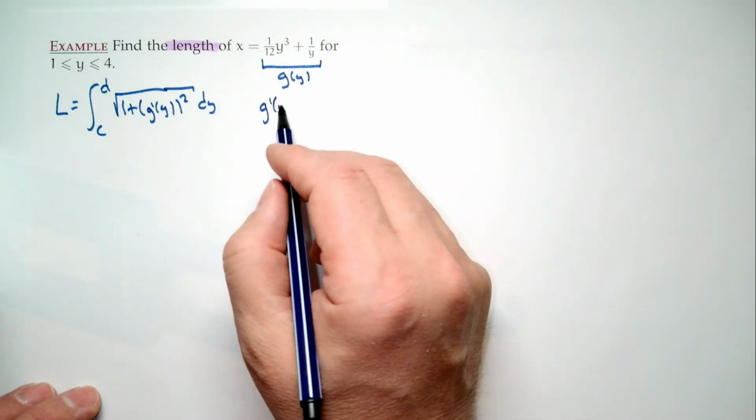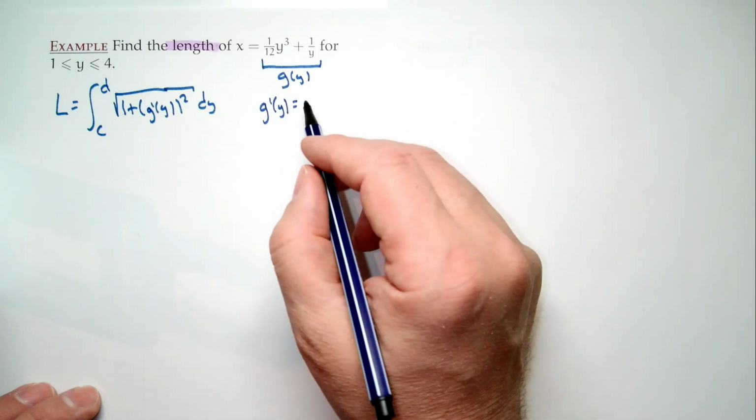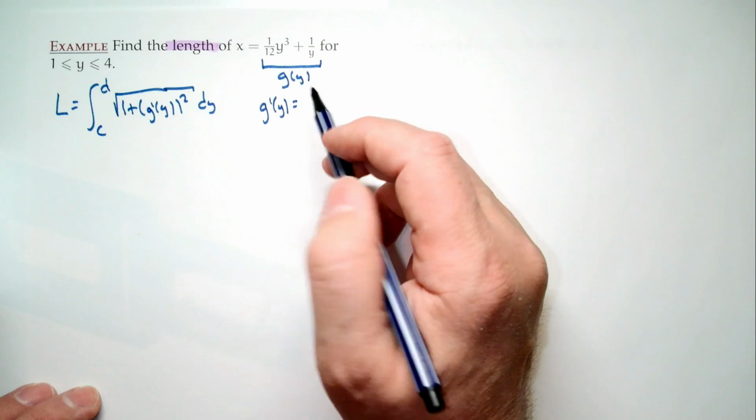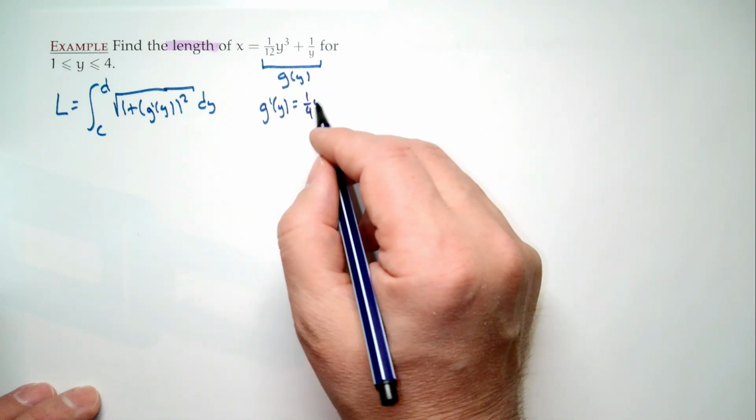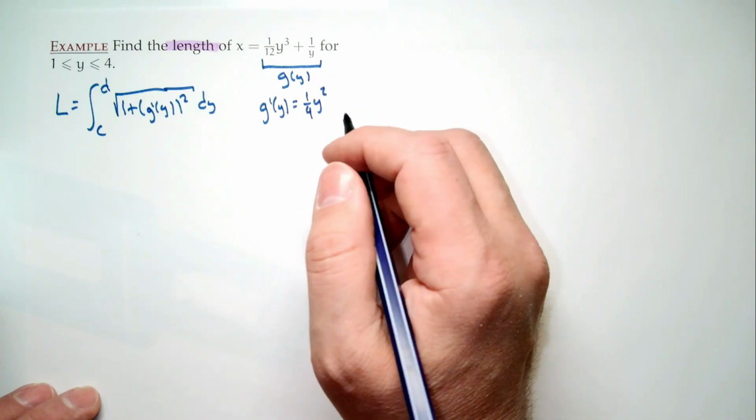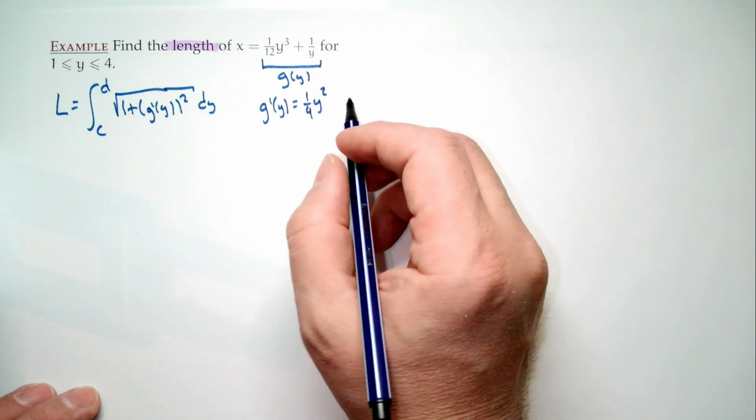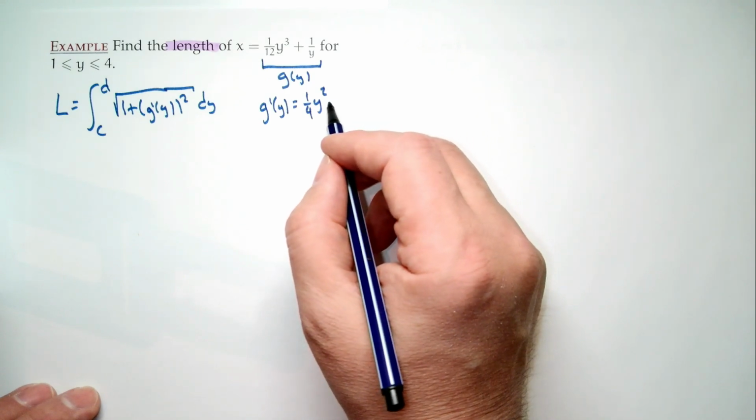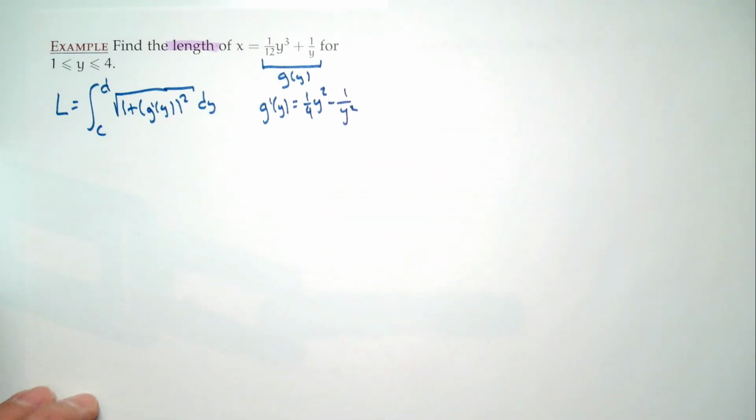What is g prime of y? One-fourth y squared. And the derivative of 1 over y? Negative 1 over y squared. Because 1 over y can be thought of as y to the power negative 1. So that's how we can think of 1 over something as something to the negative 1 power. The negative 1 comes down, subtract 1 from the exponent. Now it's to the negative 2 power. So negative 1 over y squared.